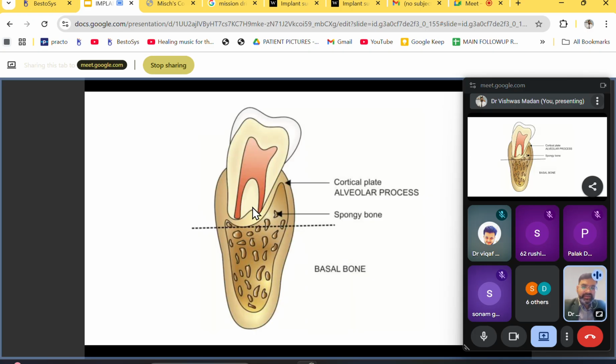Okay, so here we understood the structure of the bone. Again, to revise, the lower part of the bone is the basal bone. The top part of the bone where the tooth is attached is the alveolar process or the alveolar bone. The alveolar bone has two parts, which is the outer part or outer rim, known as the cortical plate or the compact bone, and the inner part, which is the cancellous bone, which is the bone having blood supply. Right.